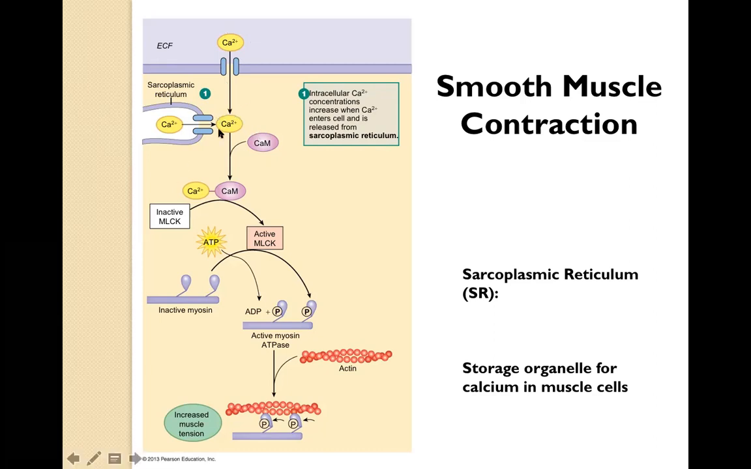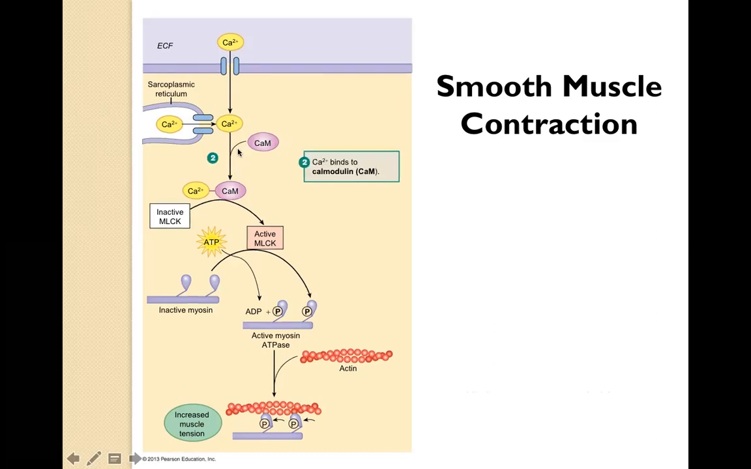And so when this calcium enters the cell, the relative amount of calcium on the inside of the cell increases. So you get an intracellular calcium concentration increase. Calcium at the same time is released from this sarcoplasmic reticulum. And the function of that is to, again, increase intracellular calcium concentrations. After this calcium enters the cell, it binds with a very specific molecule. And this particular molecule is a specific protein called calmodulin.